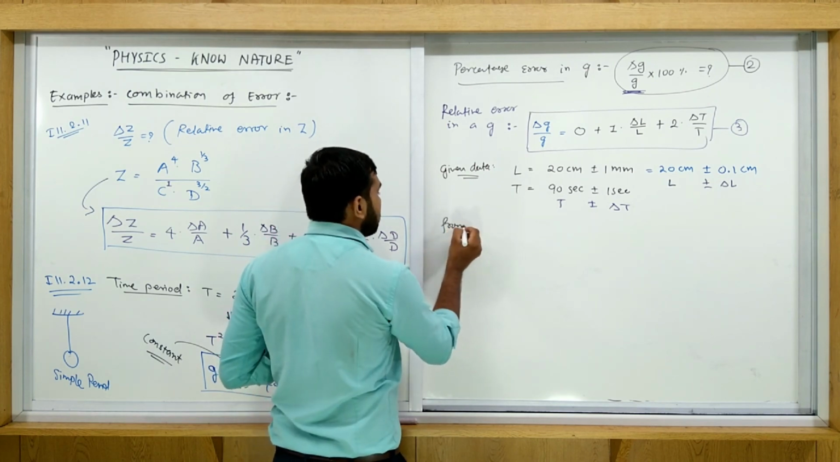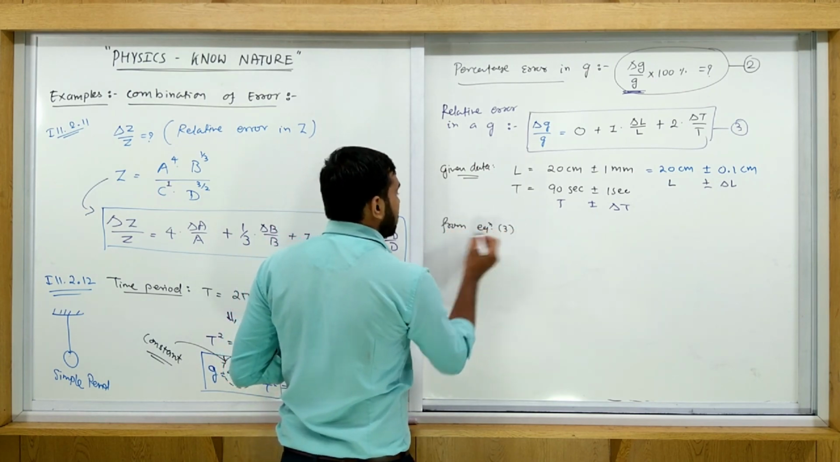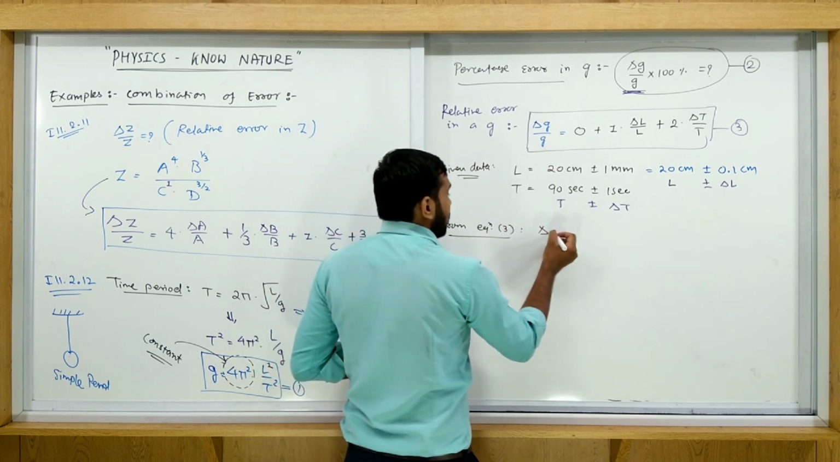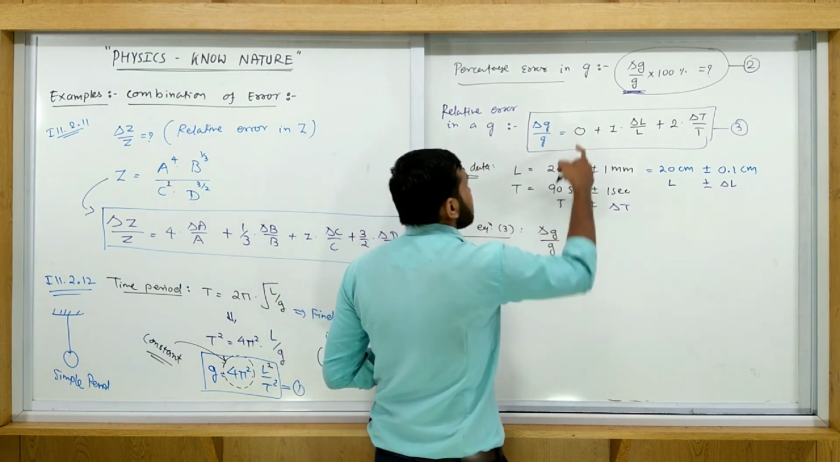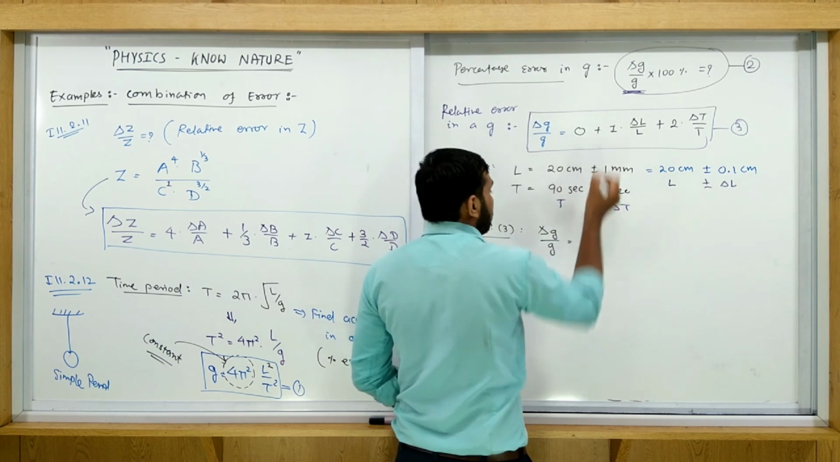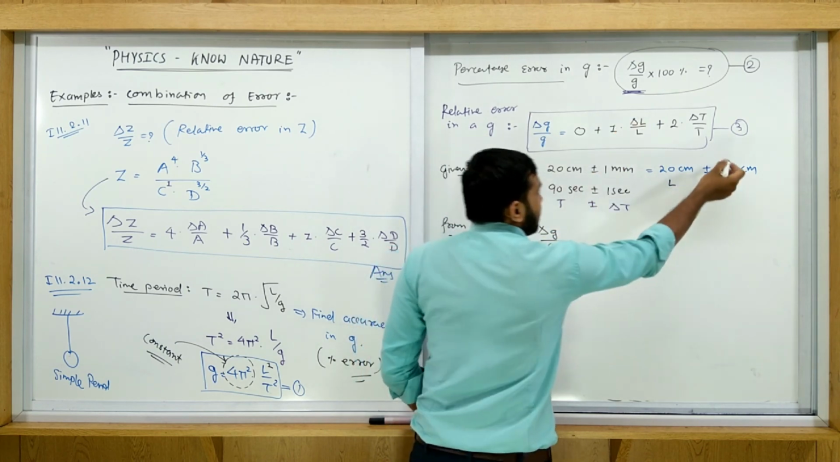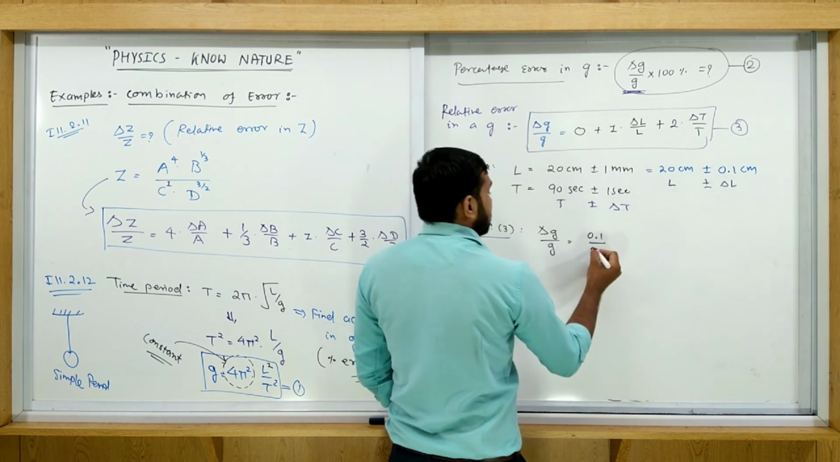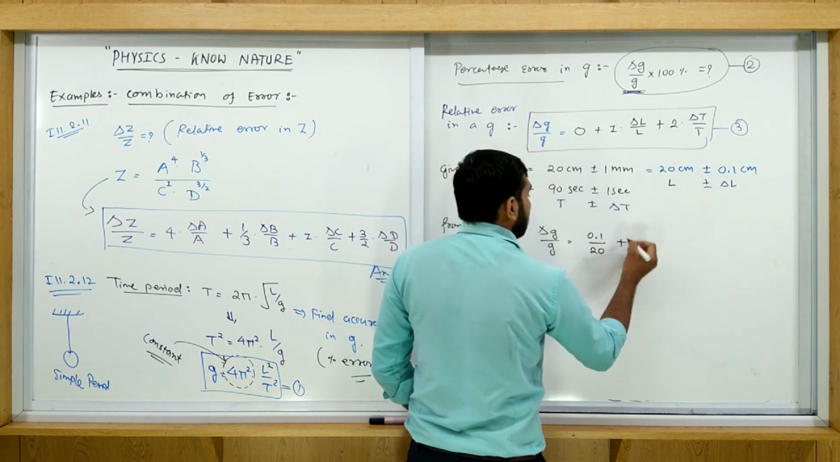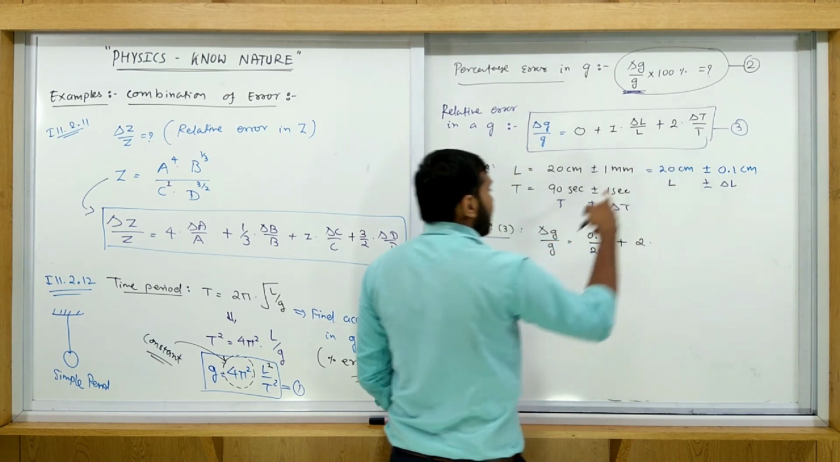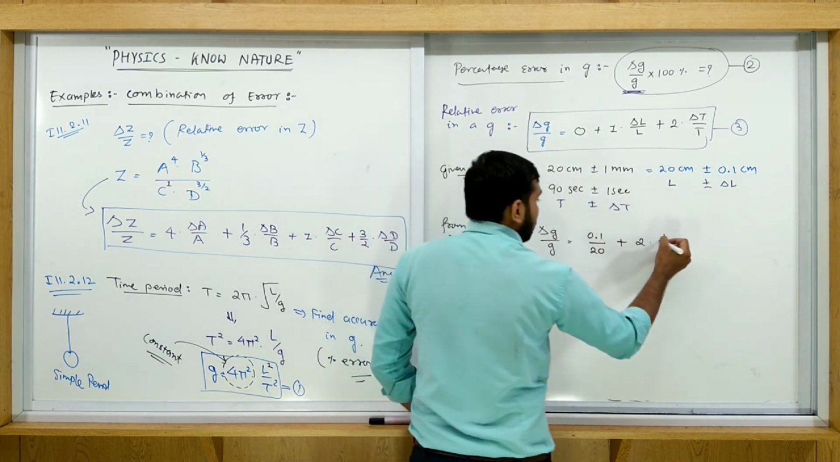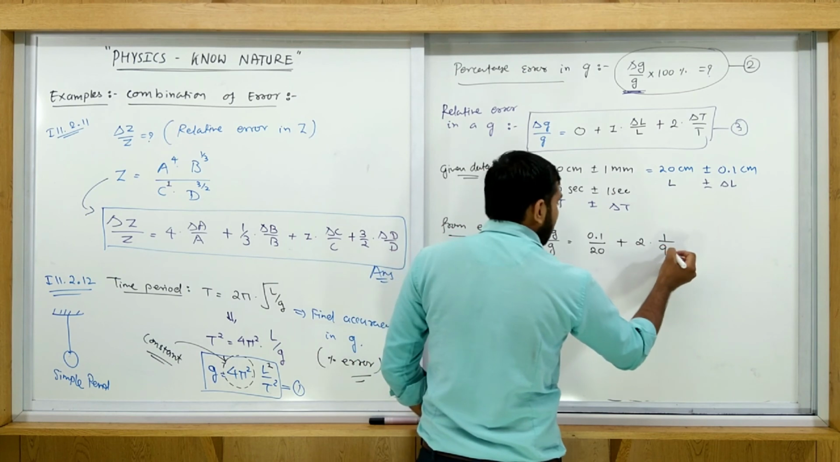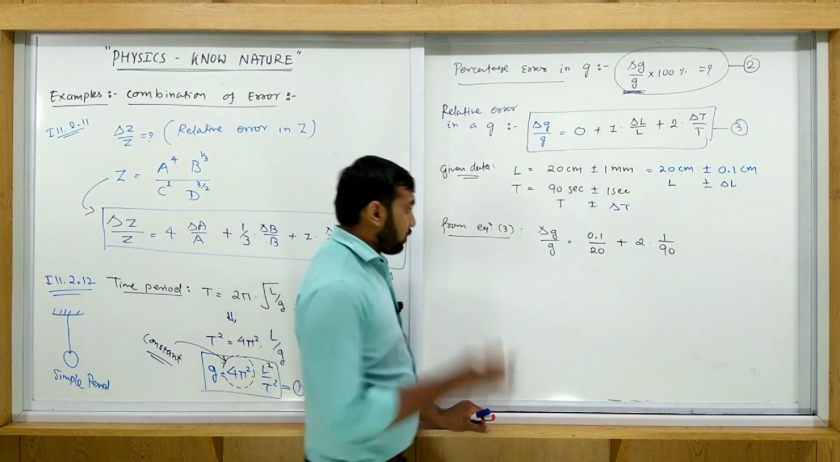So from equation 3, what is the answer? Delta g upon g is equal to, we are not writing the 1, so as it is, delta L, which is 0.1, upon L, L means 20, plus 2 times delta T. Delta T is 1 second, so 1 upon T, which is 90. So like this, find this final.